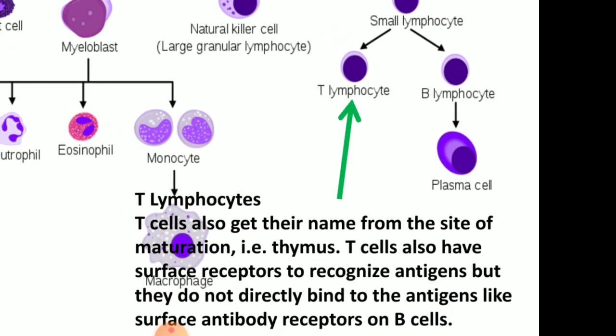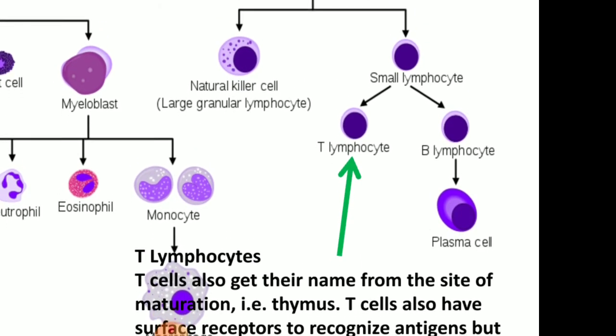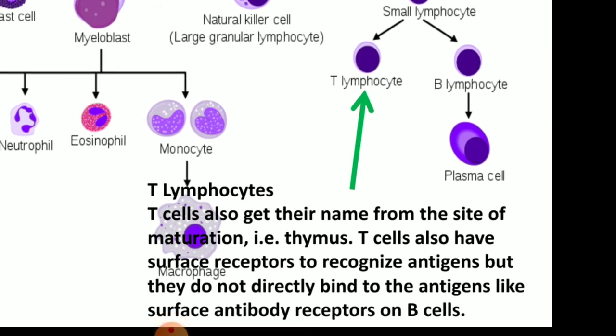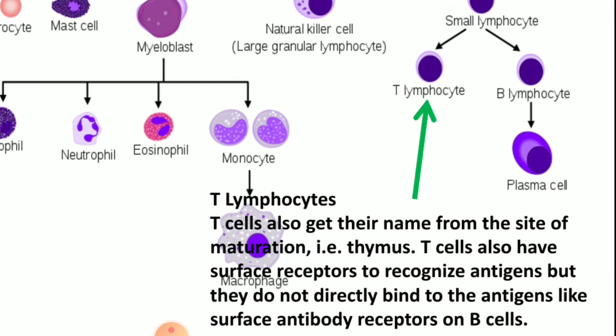One more kind of cells that are produced are the natural killer cells. They are the large granular lymphocytes, whereas the small lymphocytes give rise to two kinds of lymphocytes. One is T lymphocytes and the other is B lymphocytes. Let us look into T lymphocytes. T cells get their name from the site of maturation, that is the thymus. The thymus is the location where the T cells mature, and hence they are given the name T.